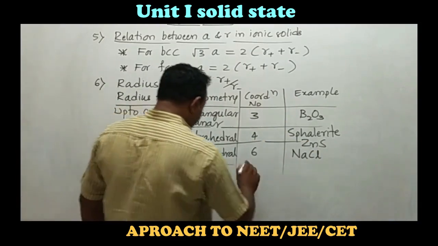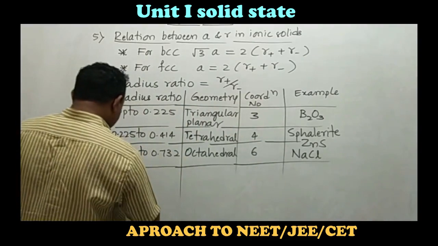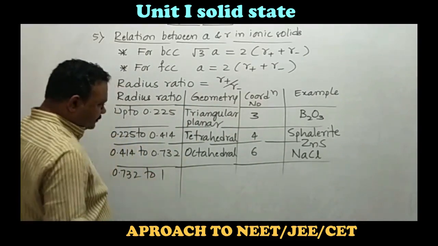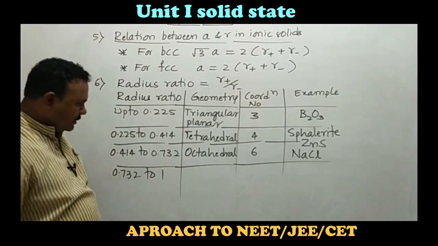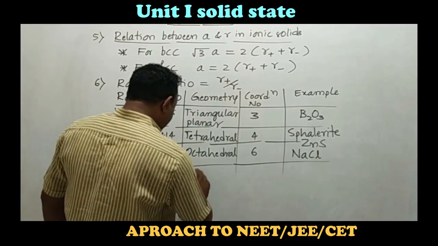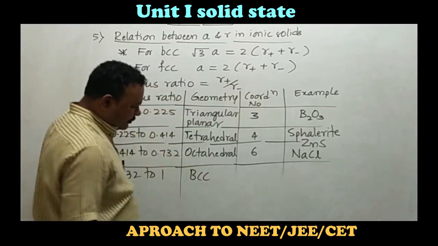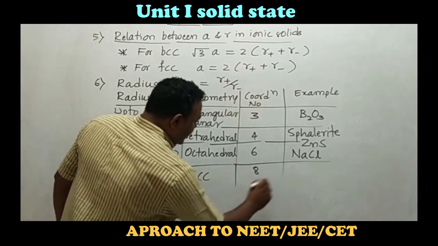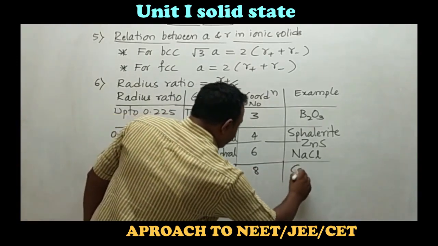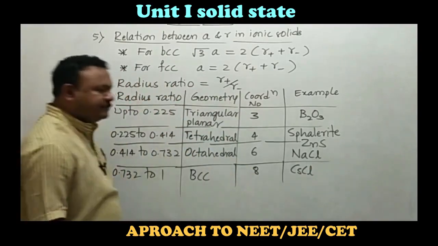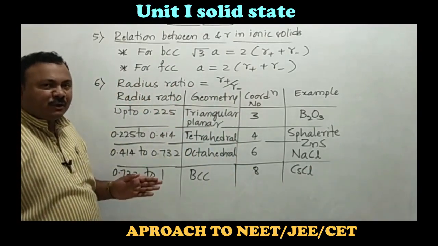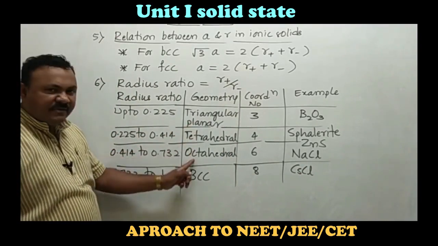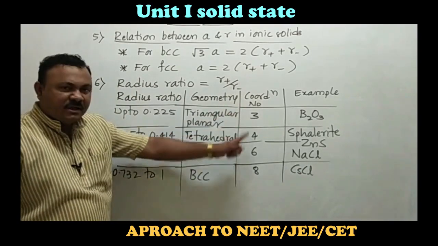Last one, if the range of the radius ratio is in between 0.73 to 1, geometry we are getting is body centered cubic system, BCC geometry with coordination number 8, and for this best example is cesium chloride. So this is a table on the radius ratio. Based on the radius ratio range, geometry is given, coordination number can be given.